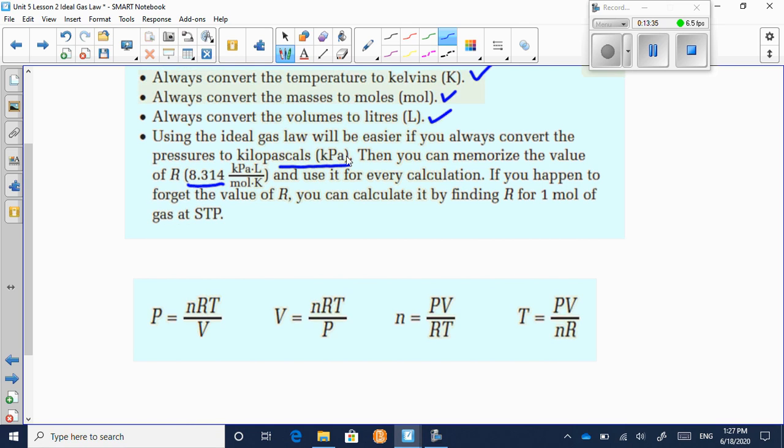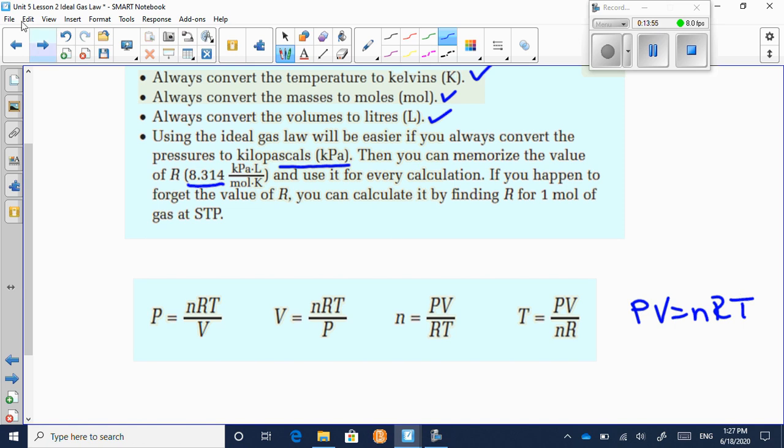Now, notice that I've shown here that you can rearrange that equation. You can get P by itself, you can get V by itself, you can get n by itself, and you can get T by itself just by rearranging PV equals nRT, and so to get those unknowns.